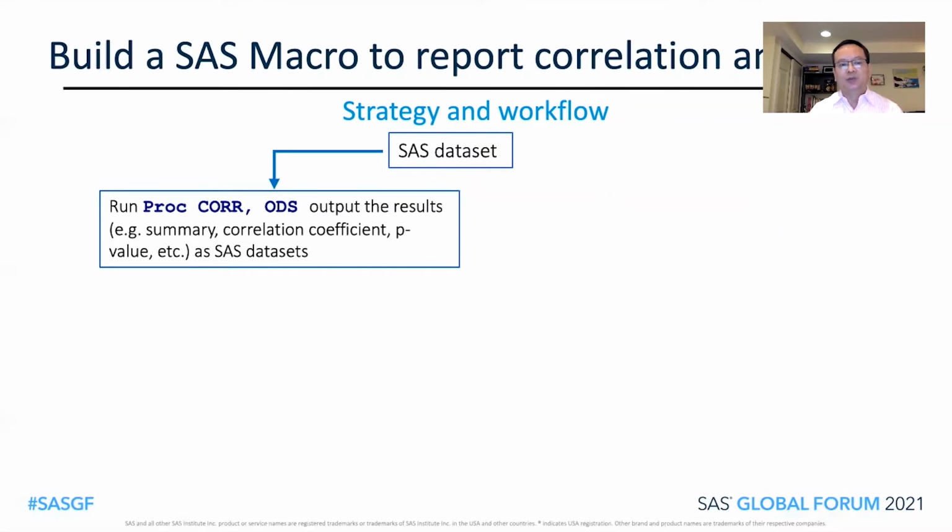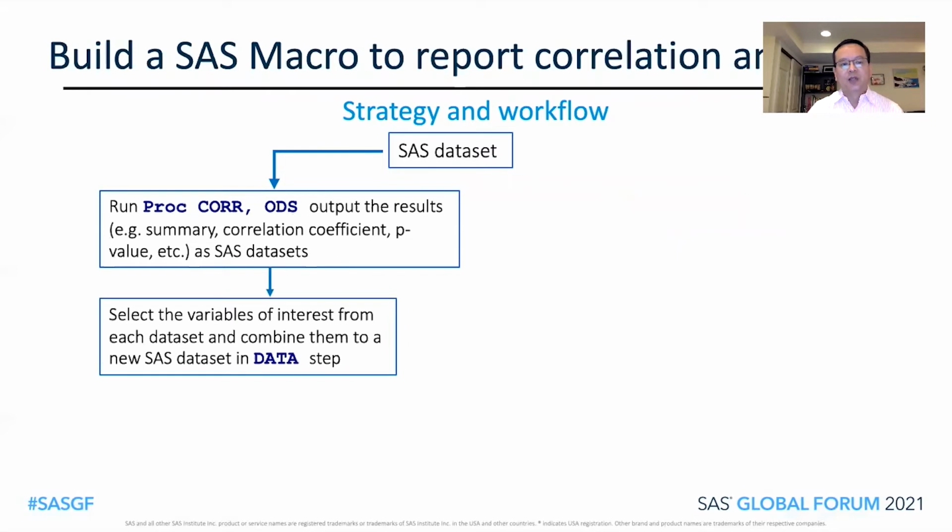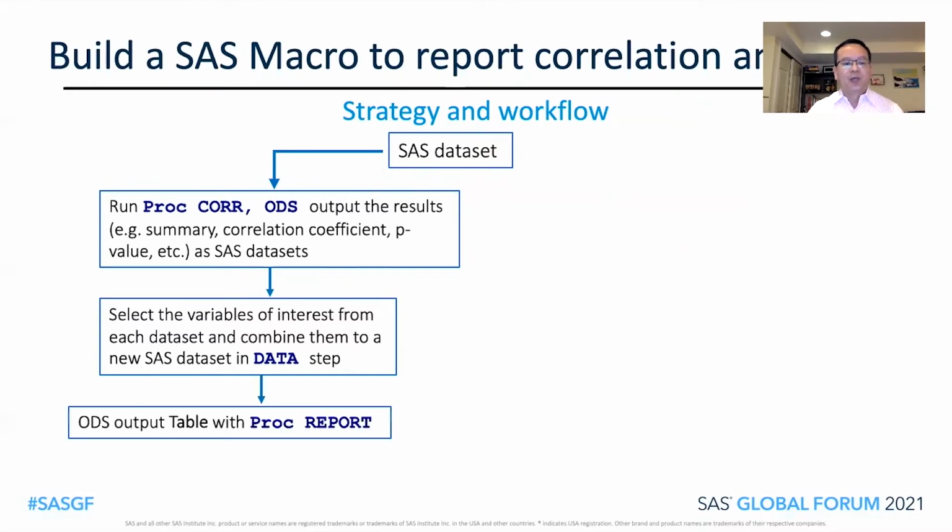different results to SAS datasets. And then from there, you combine the results of interest into a single new SAS dataset. And then just use proc report to report this in one table.